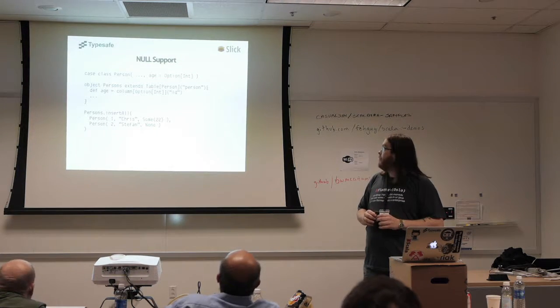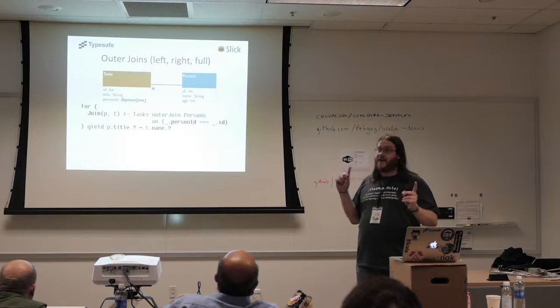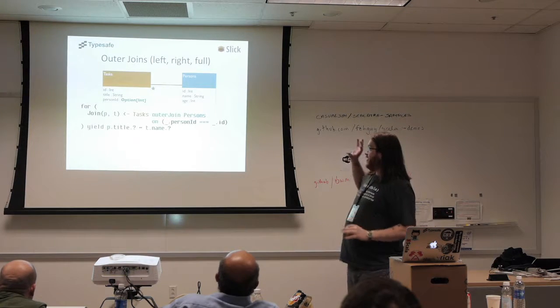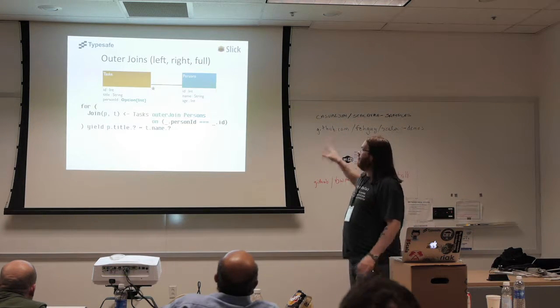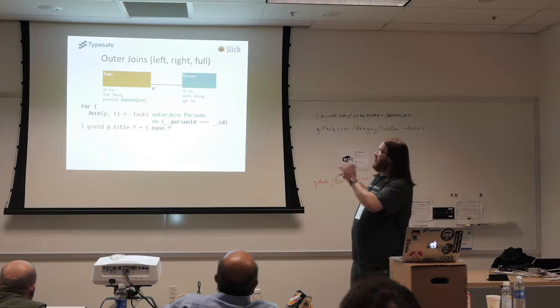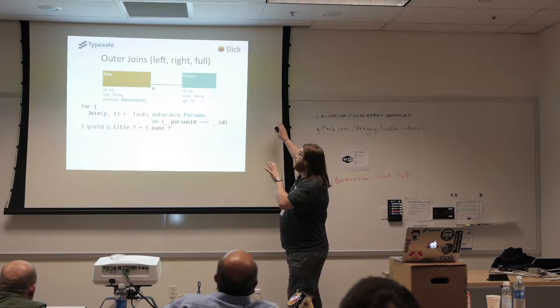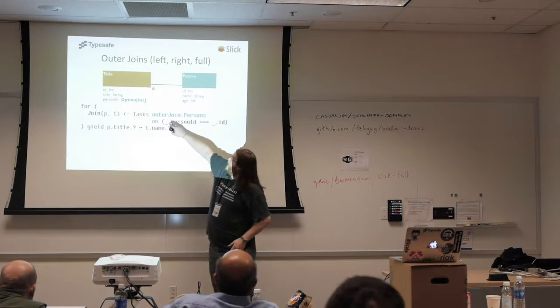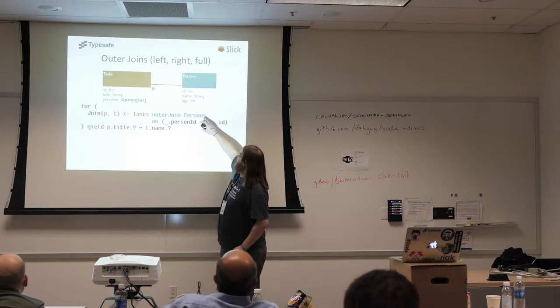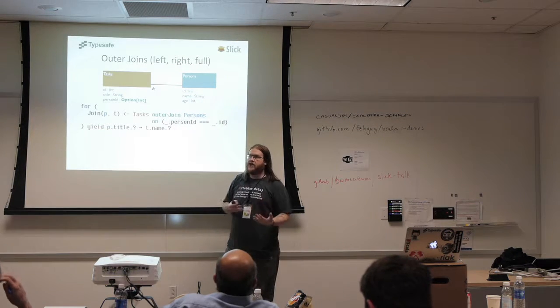Finally, you guys were asking about outer joins. So this is an example of outer joins, left, right, and full. Now, I've got a tasks table and a persons table. And I'm doing my join, and I'm just specifying tasks outer join persons on. So it looks a lot like the SQL.